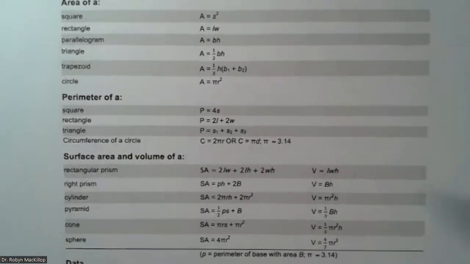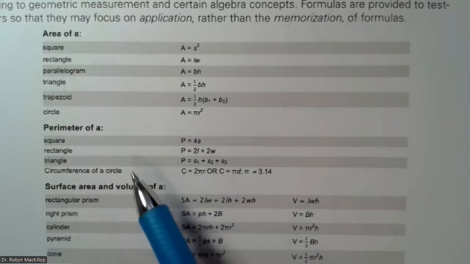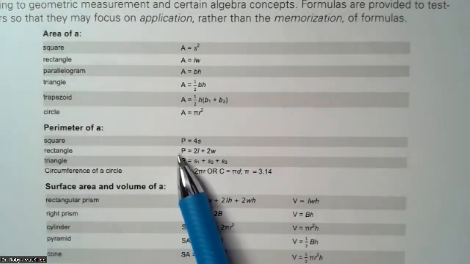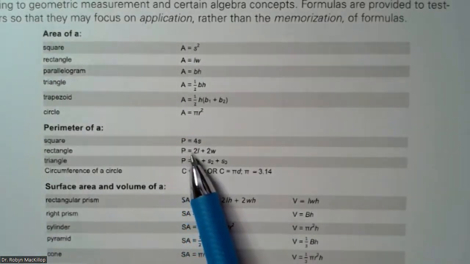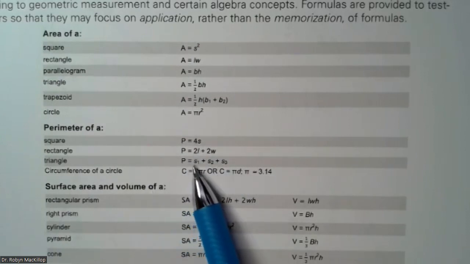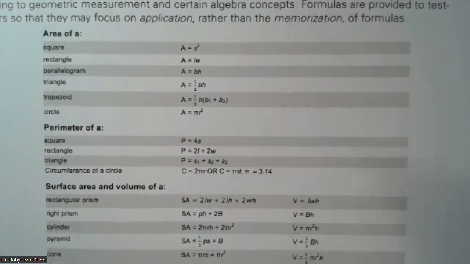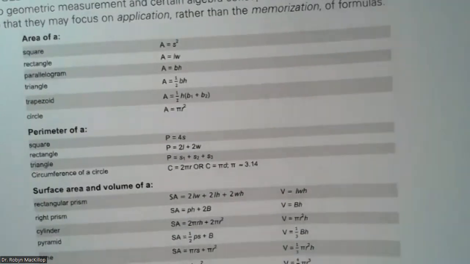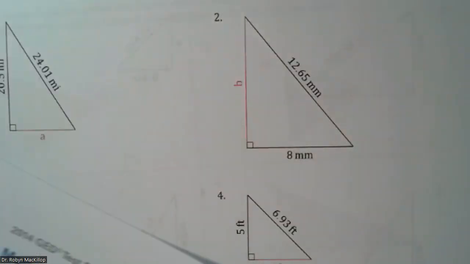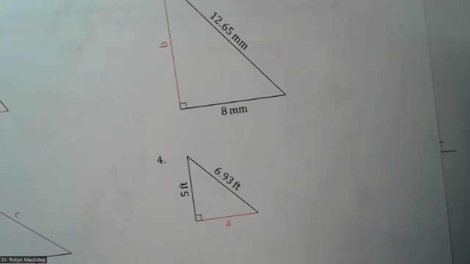So we're going to start with perimeter and area of a triangle. Perimeter is always just adding up the outside measurements. So for a triangle, it's side 1 plus side 2 plus side 3. If we're looking at a triangle, let me find one that's got all 3 measurements.